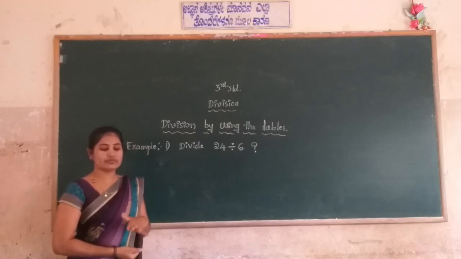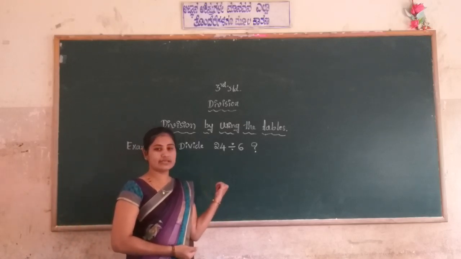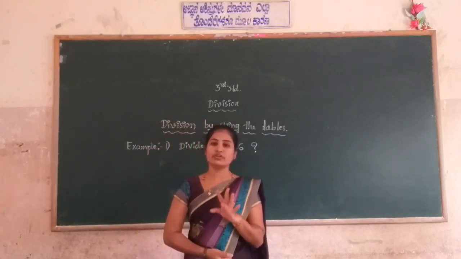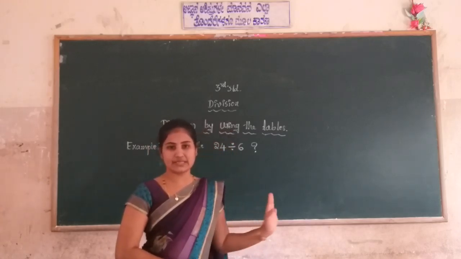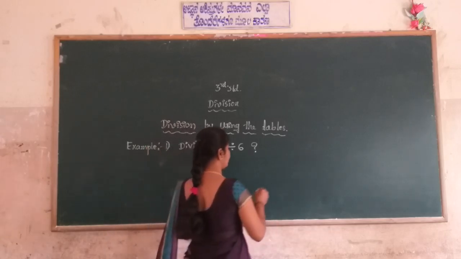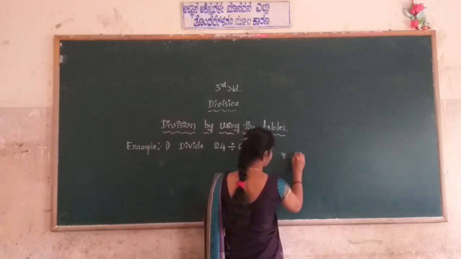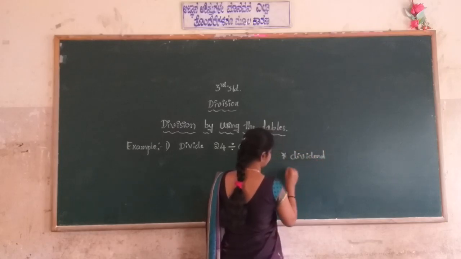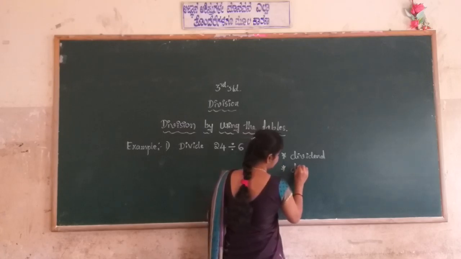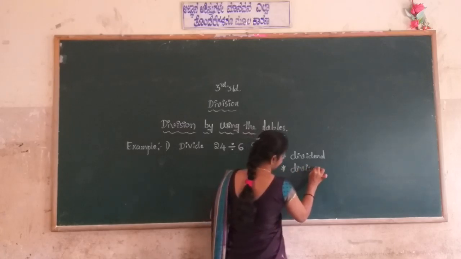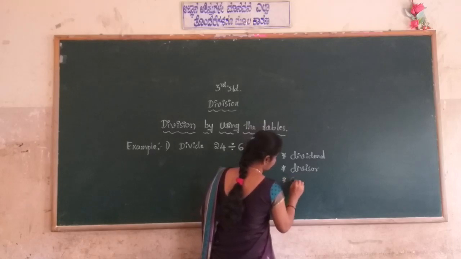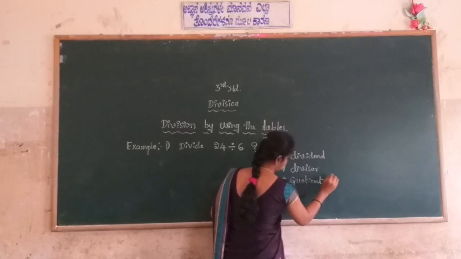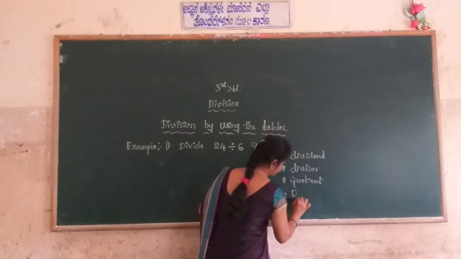Dear students, before we go into division, first you should understand there are four main components present in the division. The four components are dividend, divisor, quotient, and remainder.